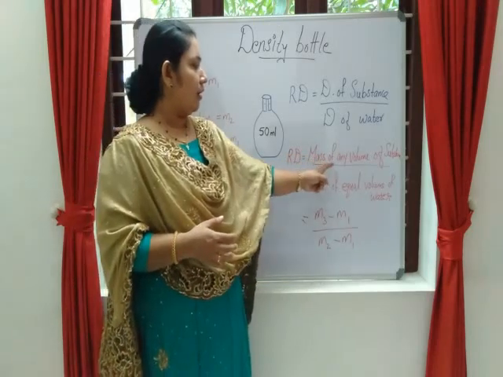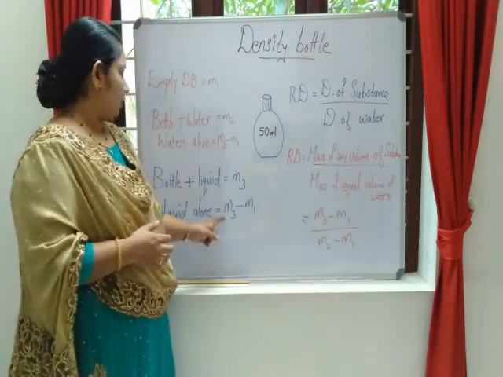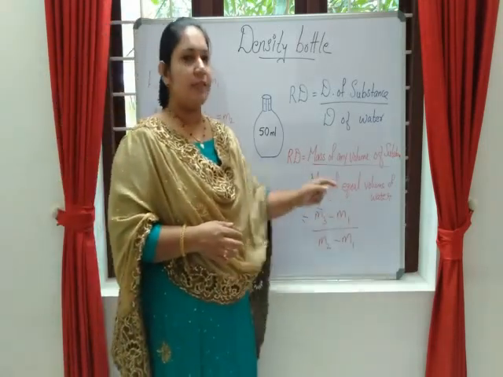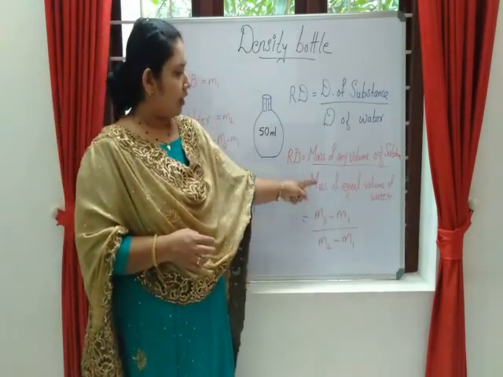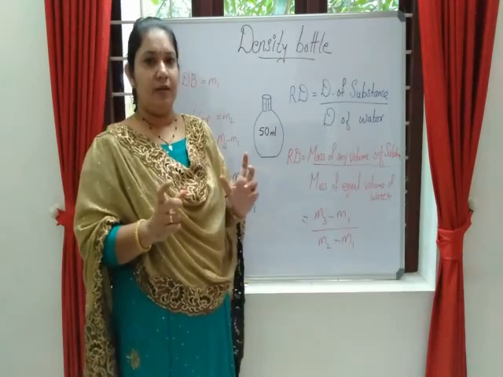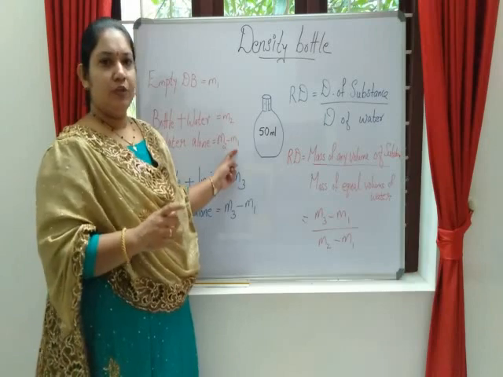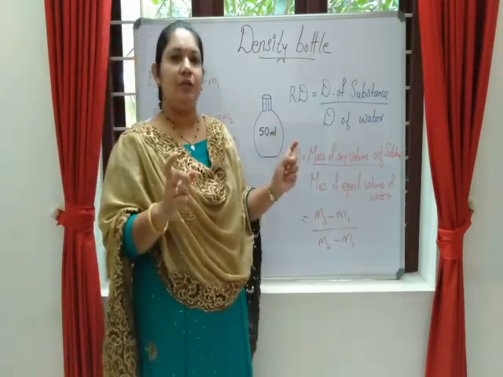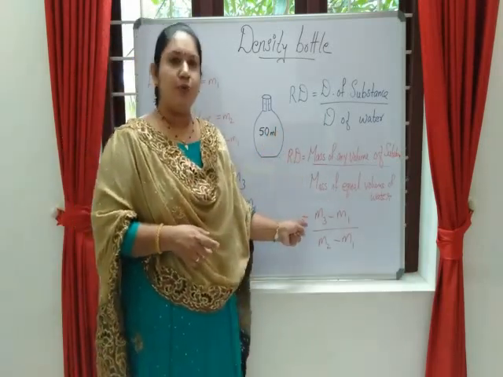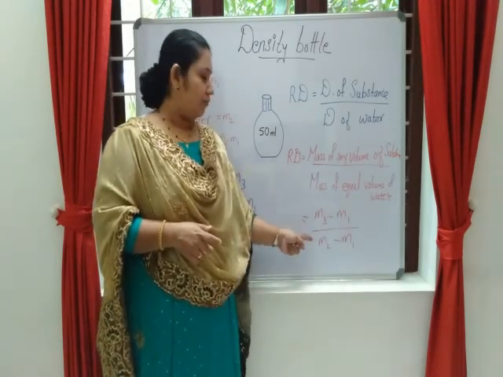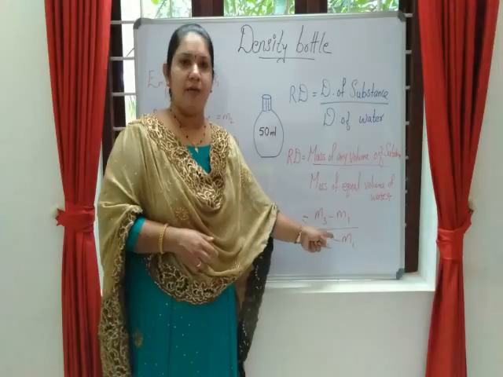So, we already got the mass of the liquid alone. We have to calculate M3 minus M1 divided by the mass of an equal volume of water. The mass of the water alone is M2 minus M1. So, for finding relative density, we use the formula M3 minus M1 divided by M2 minus M1.